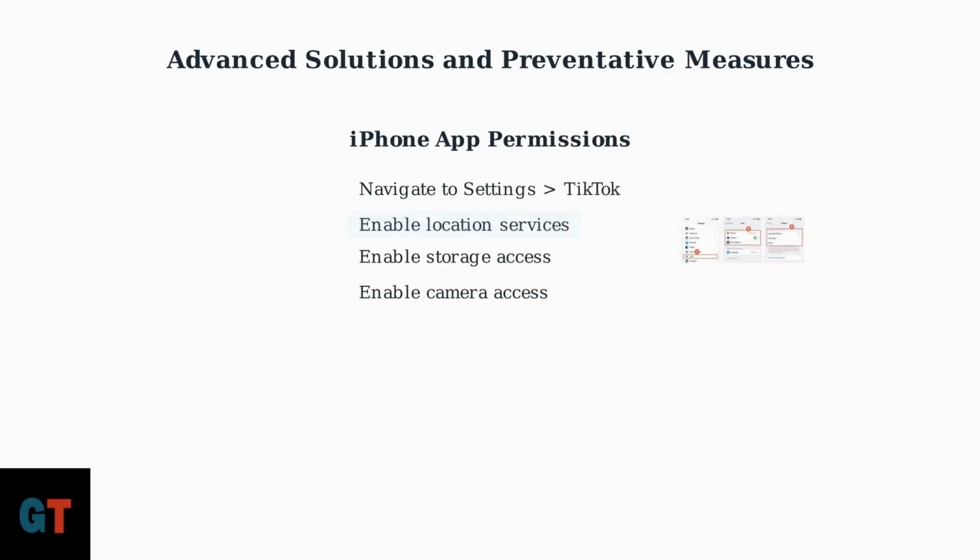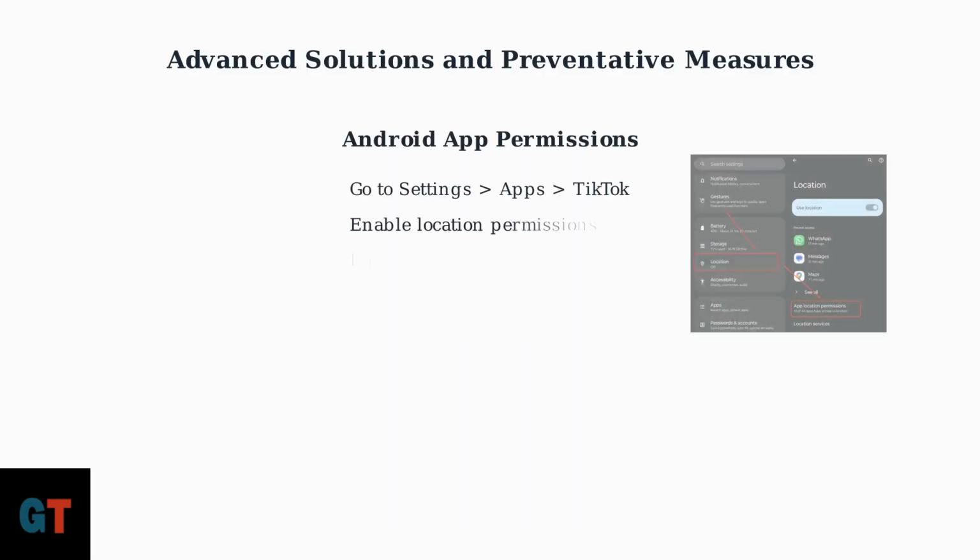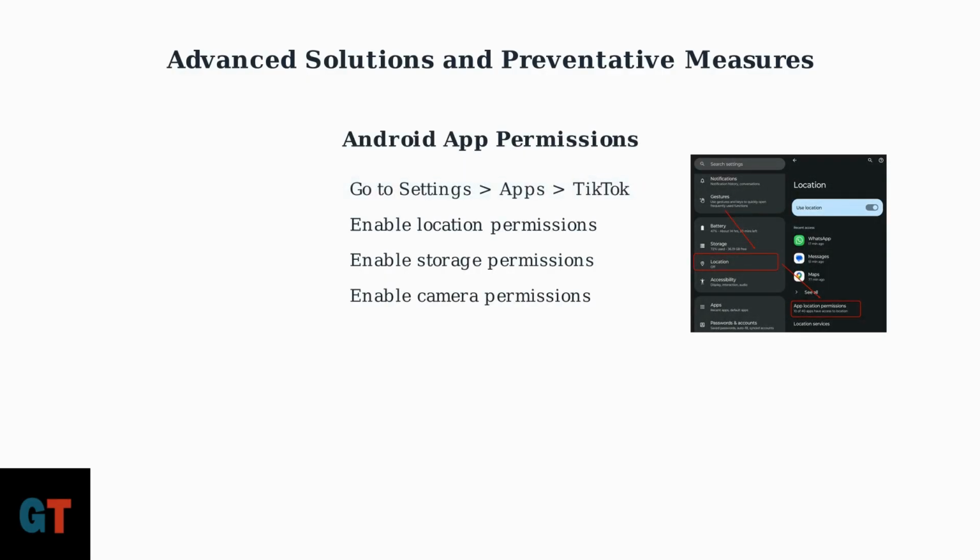If the initial troubleshooting steps do not resolve the issue, more advanced solutions may be necessary. Begin by confirming that the application has the required permissions. On iPhones, navigate to Settings, then TikTok, and ensure that location services, storage, and camera access are enabled. Android users should follow a similar process within the Apps section of the device settings.